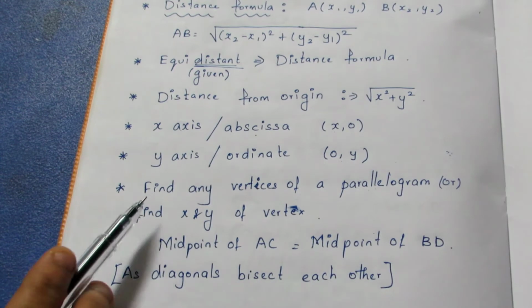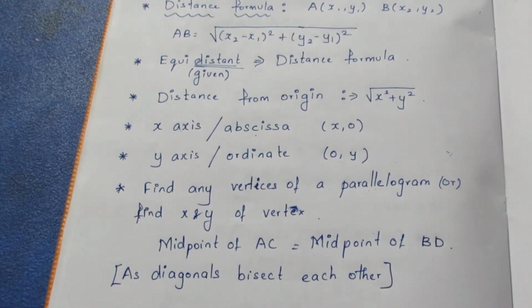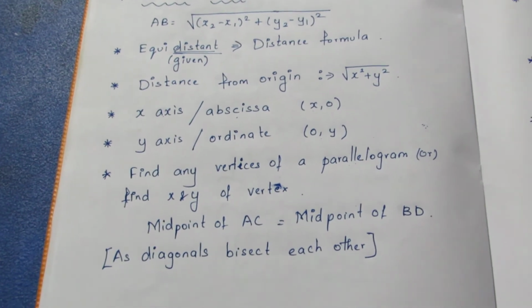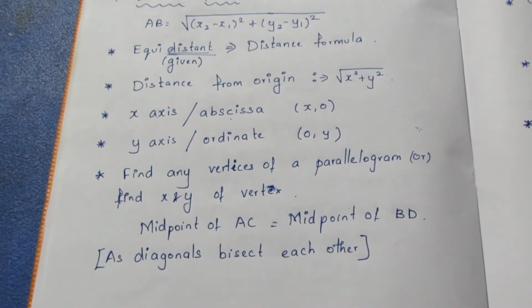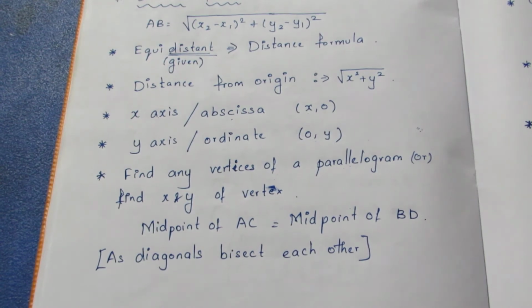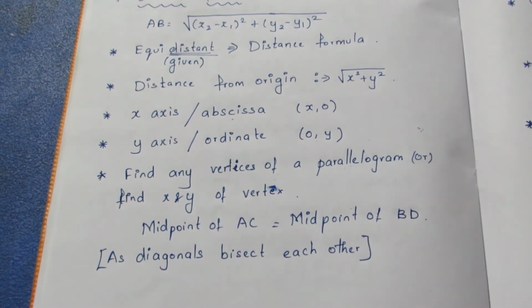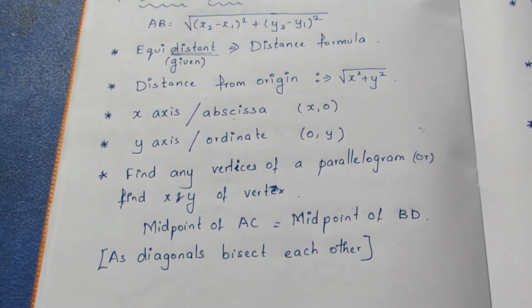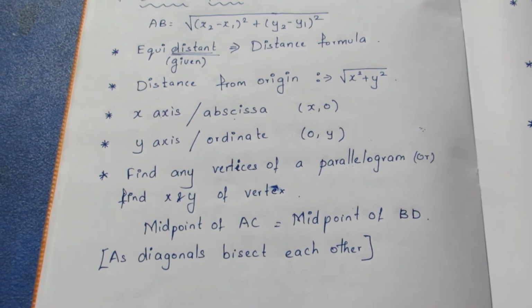Now, this is one important question they usually ask. Find a vertex of a parallelogram. They will give one vertex of a parallelogram to be x comma y, or they can also ask to find x and y of a vertex. On one side they will give a number with the x or x with the number, and on the other side they may give a number with the y.